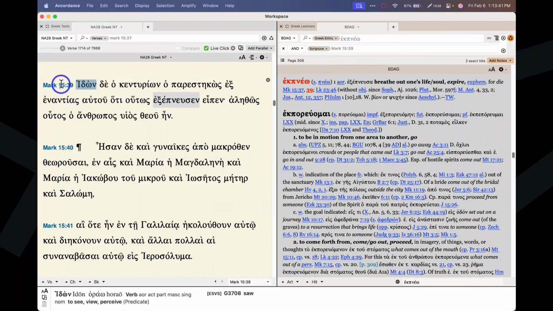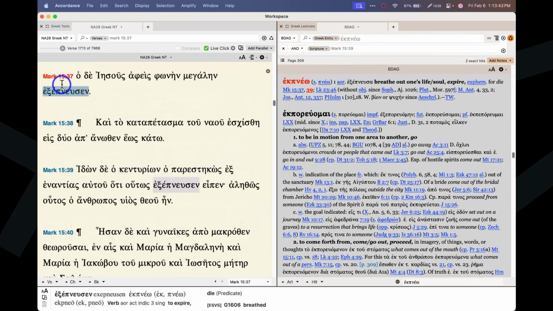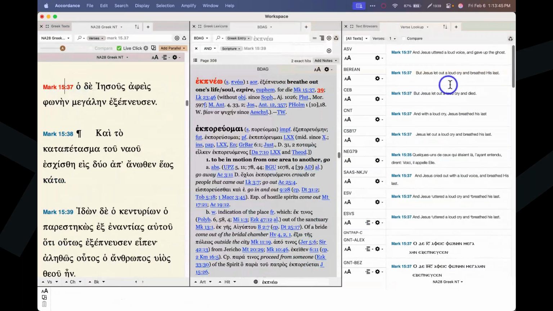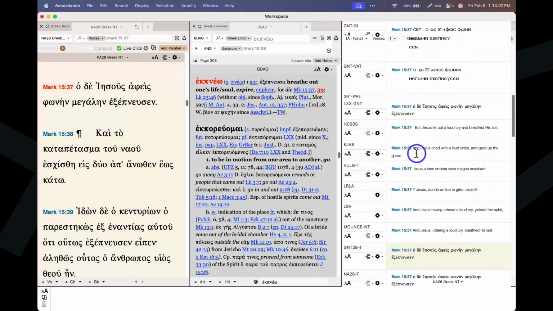Again, I'll just look at different translations and see what they have here. Common English Bible just gives us died. We get breathed his last. We get gave up the ghost, which is the Authorized Standard Version, King James here. I'm not sure I would do that. It's taking a euphemism and giving us an idiom for it, which, you can do it. Gave up the ghost is a euphemism. Some people think it's a nicer way of saying die.